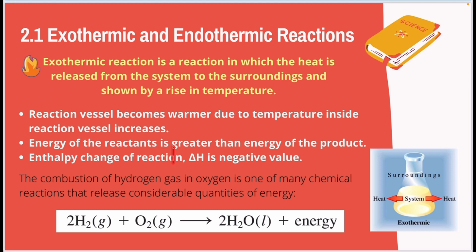The energy of the reactants is greater than the energy of the products. The enthalpy change of reaction is a negative value. So the heat inside the vessel is released from the system to the surroundings. The combustion of hydrogen gas and oxygen is one of many chemical reactions that release considerable quantities of energy. This is an example of an exothermic reaction.